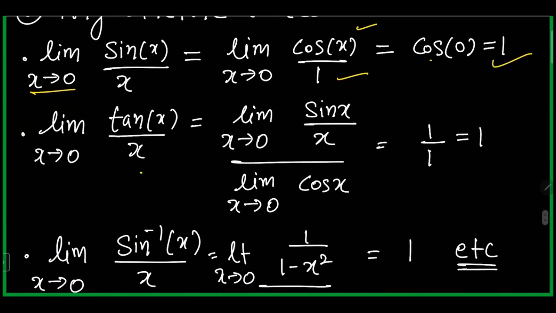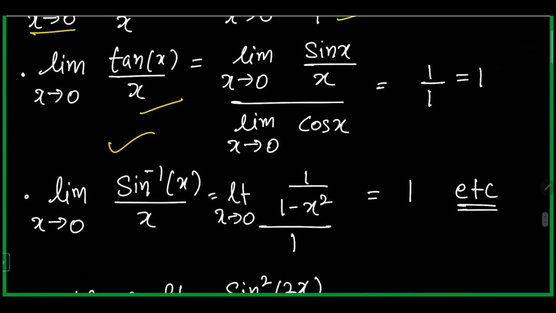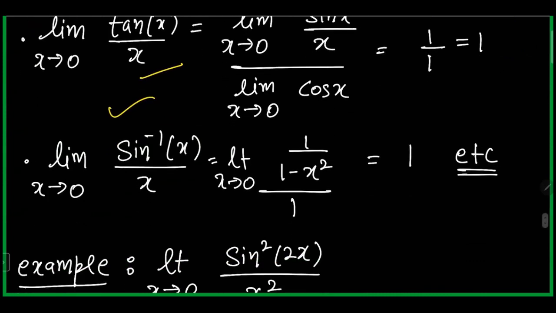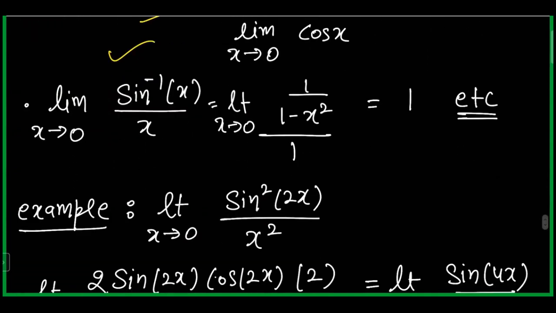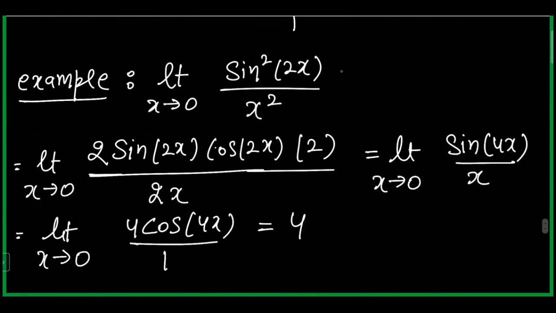Similar thing you can do for tan x. Similar thing you can do for sine inverse x. Just differentiate the numerator and denominator and put the value, you will get an answer. So it's not a big deal. Let's do an example to understand this. The question is given to you as sine square 2x by x square.